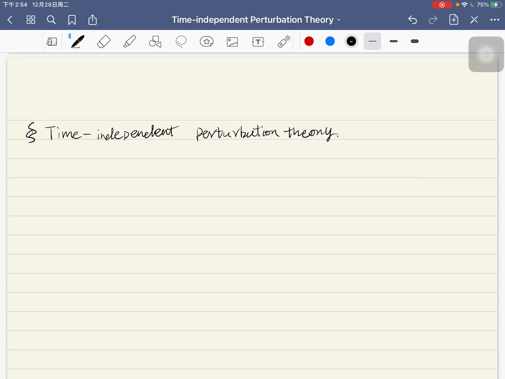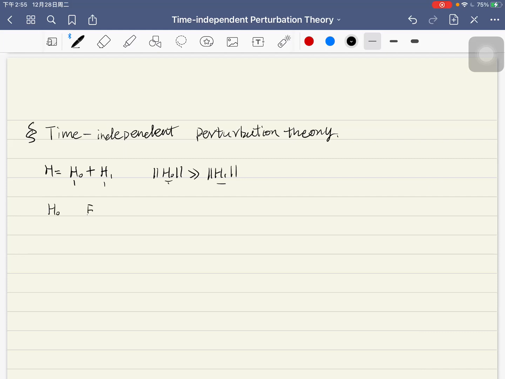First of all, let's look at the Hamiltonian. In quantum mechanics, the Hamiltonian can often be written in this way: H0 plus H1, and we often assume that H0 is much bigger than H1. In other words, the eigenvalues of H0 should be a lot larger than those of H1. And we also assume that H0 is exactly solved.